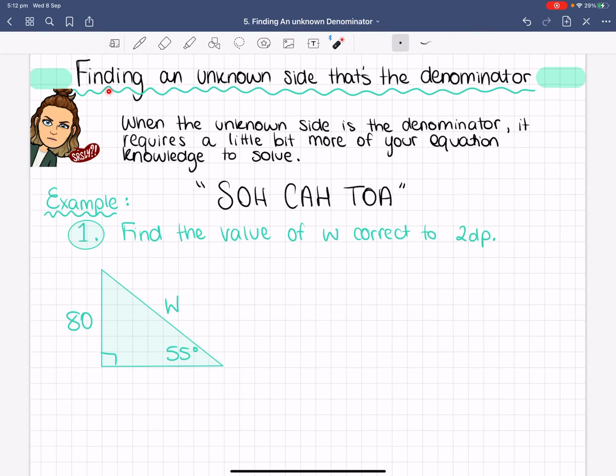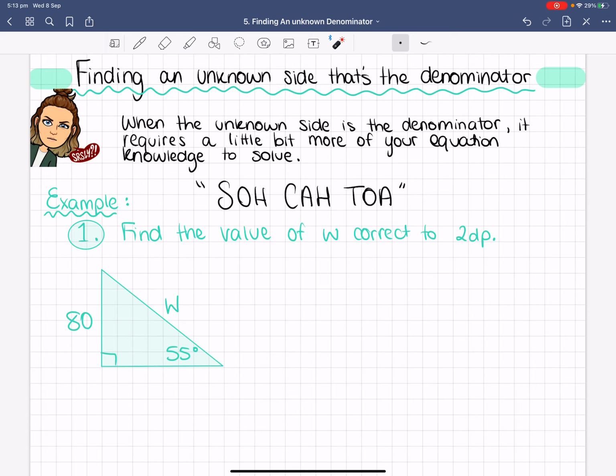Hey team, so today we are finding an unknown side again. However, this time we're looking at it if the unknown side is on the denominator. So this is going to involve a little bit more of your equation knowledge. Don't forget we use our SOHCAHTOA with sine, cos and tan. So the first example says, find the value of W correct to 2 decimal places.